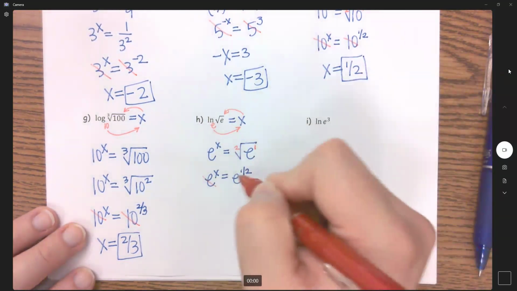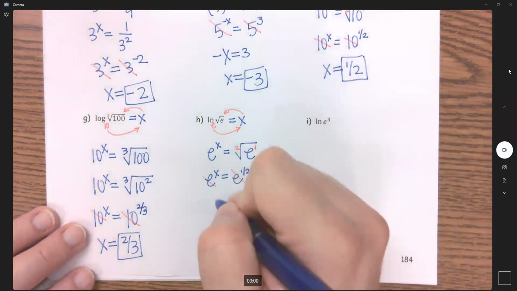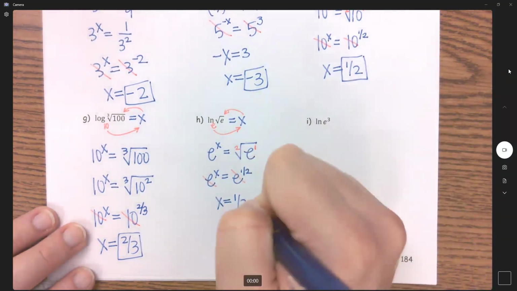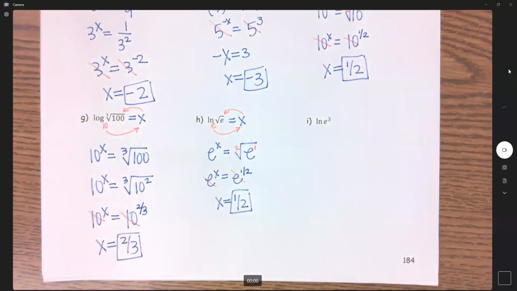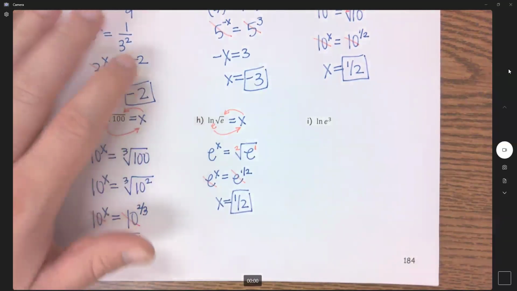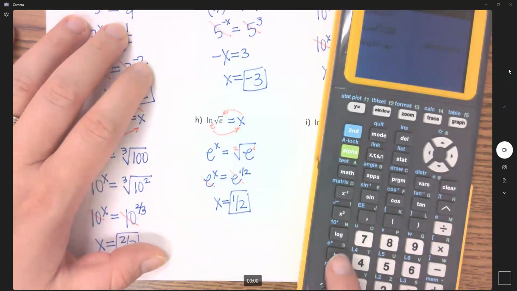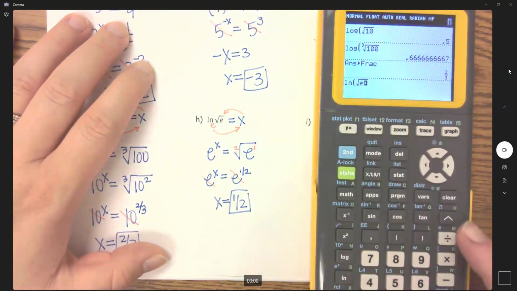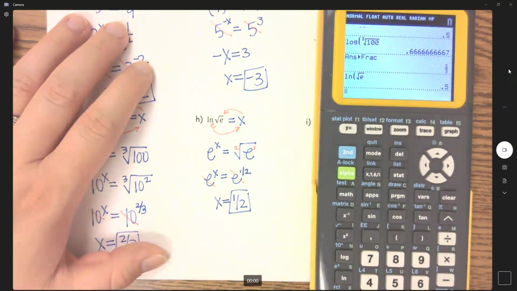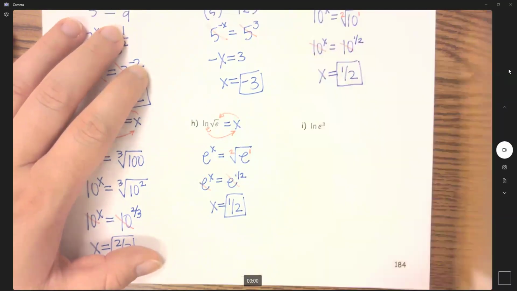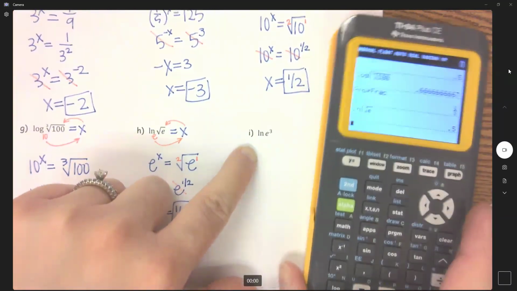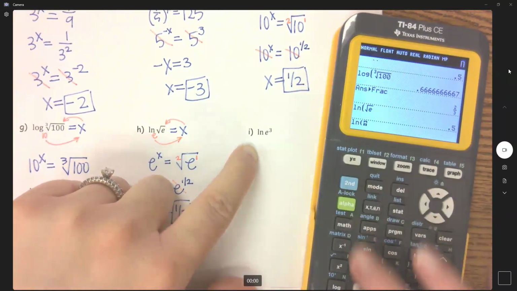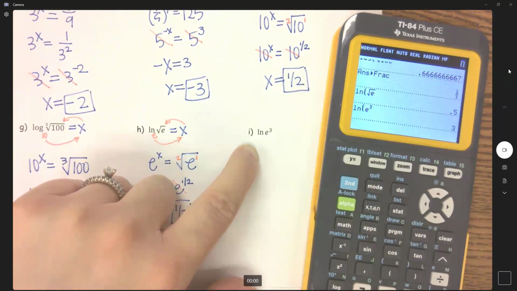And if we cancel our same bases, we get x equals 1/2. Again, natural logs are one of the 2 buttons we have here. So we can do the natural log of the square root of e, and we get 1/2 as well. So same thing here, we can put that in. The natural log of e cubed is 3.